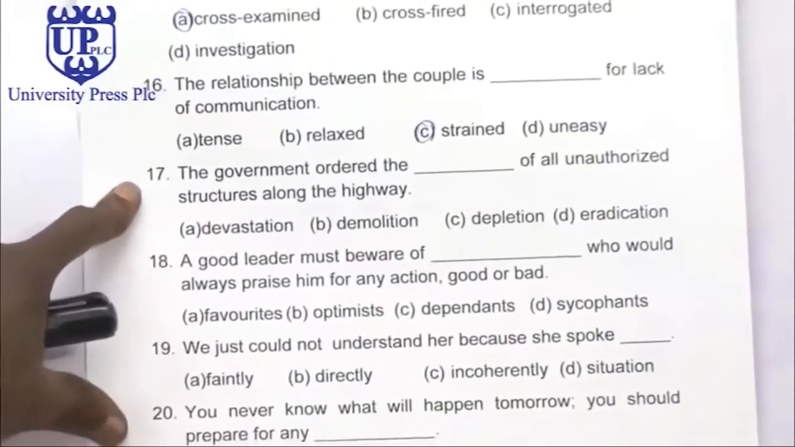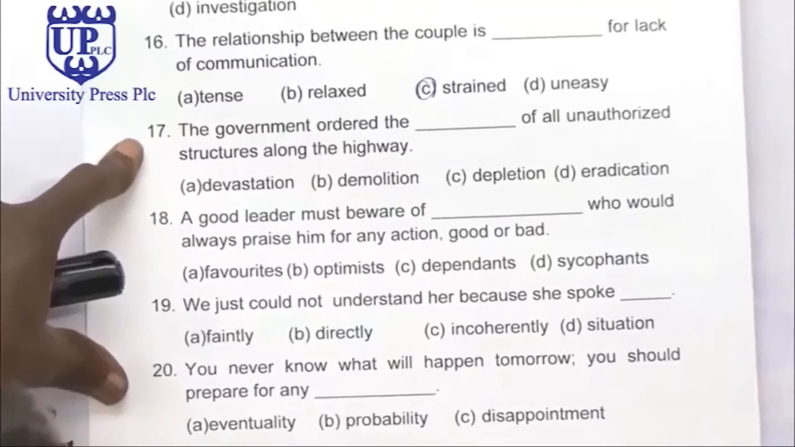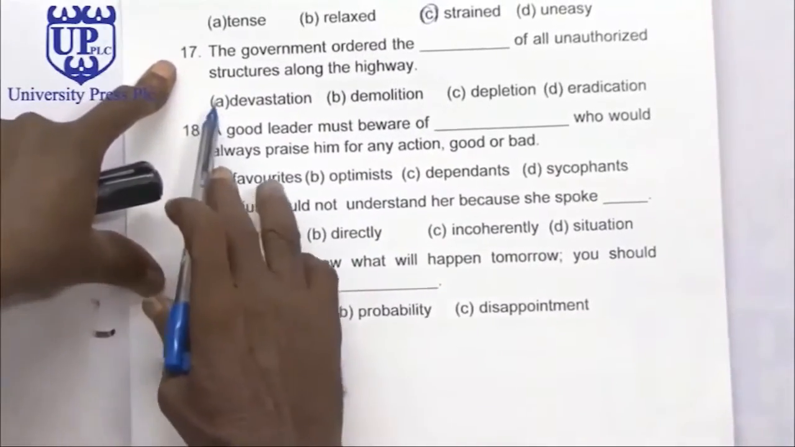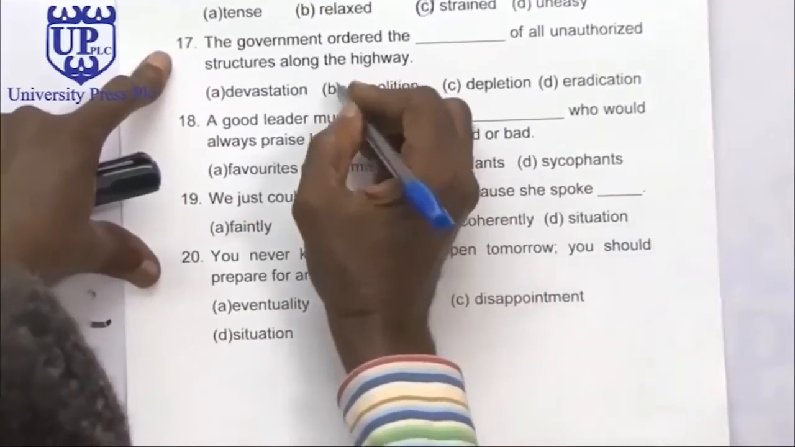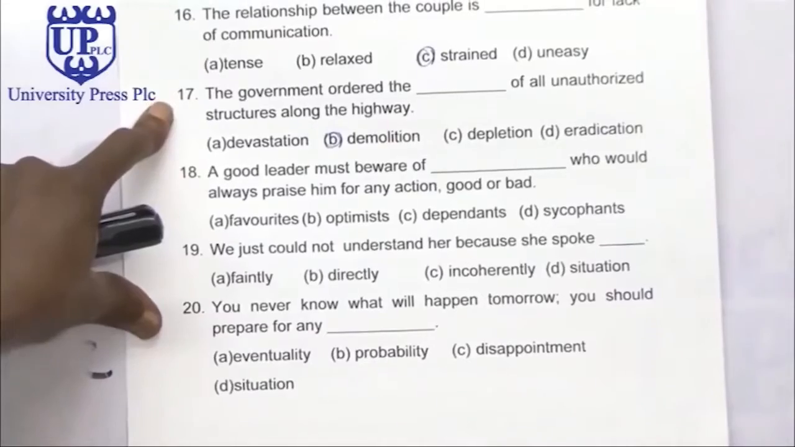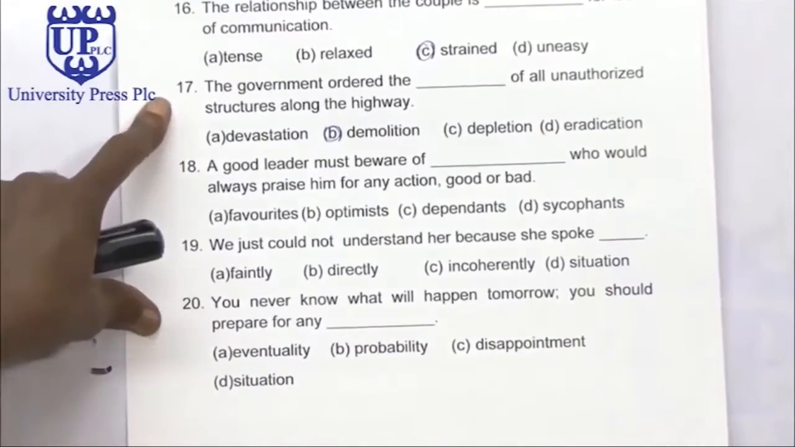Number 17, the government ordered the dash of all unauthorized structures around the highway. The word cannot be devastation, it will be demolition. Demolition of all unauthorized structures along the highway.